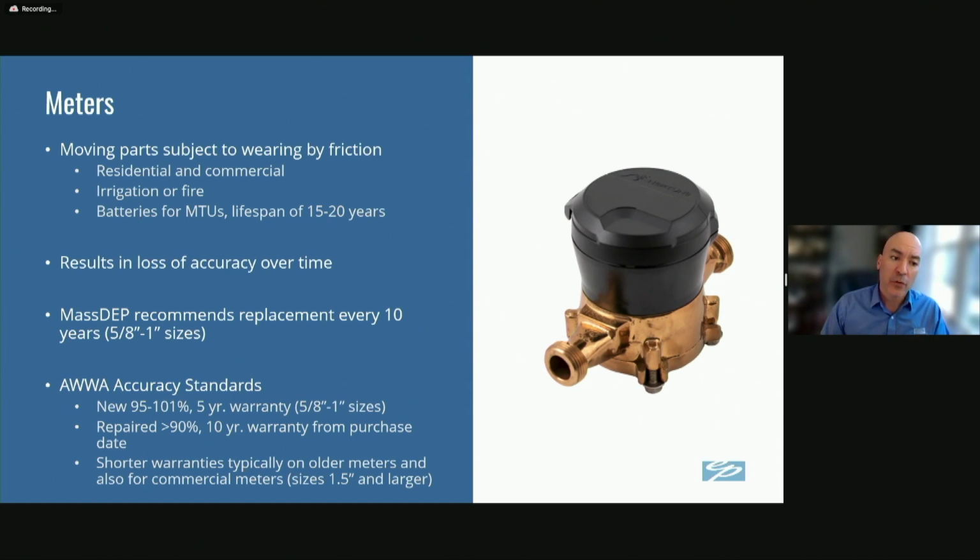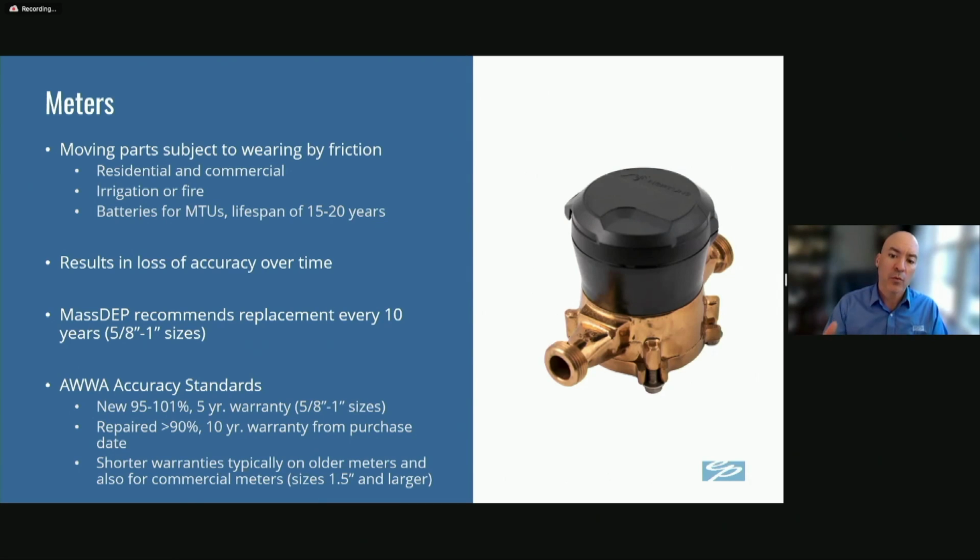These can be used for both residential and commercial sizes. They also can be used for irrigation meters and also fire service meters. But the meter that's shown here is a smaller type meter, about a 5/8 inch meter, that is used mostly for residential customers. Now, also associated with meters is the transmission unit.